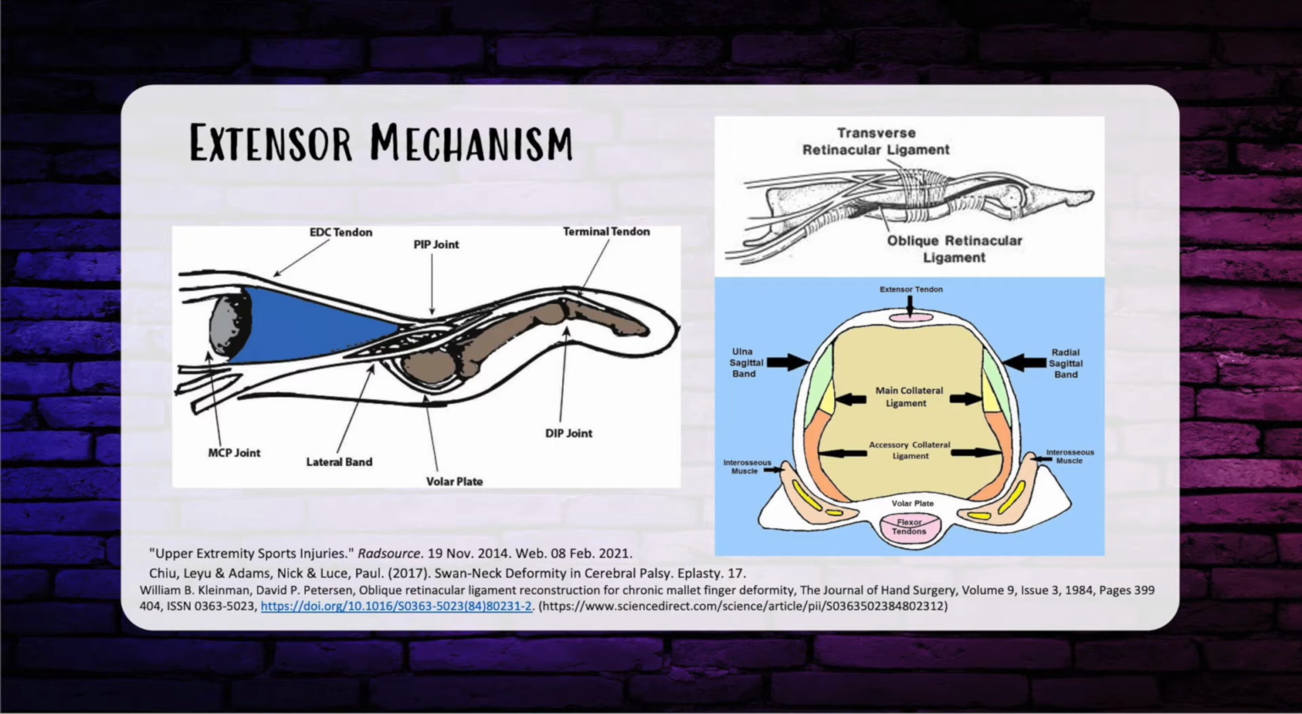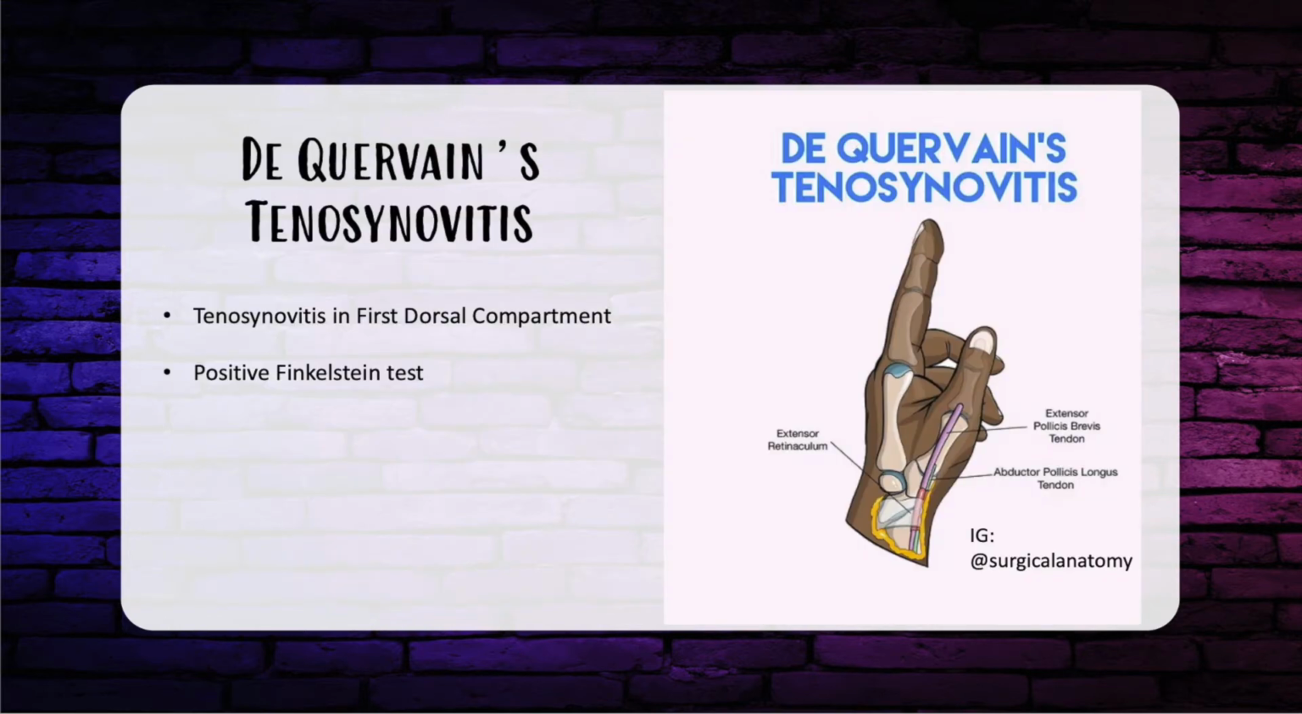Now that we know the different extensor compartments and the extensor mechanism, Brian, can you tell us what can happen within each compartment? Yeah, sure. So tenosynovitis is inflammation that occurs in the tendon sheath in the extensor compartment. When this happens, it can lead to pain on palpation as well as pain at rest. When it happens in the first compartment, it's called de Quervain's. This is characterized by pain and tenderness.